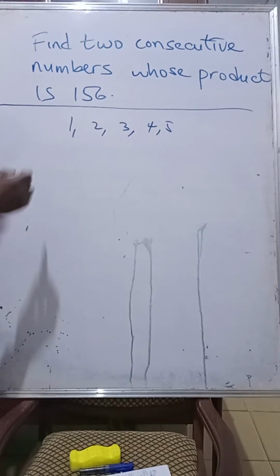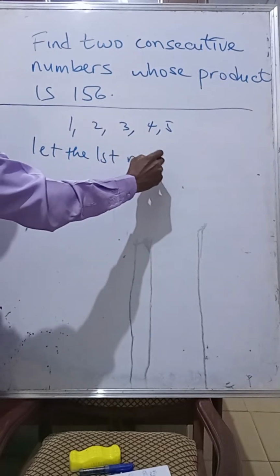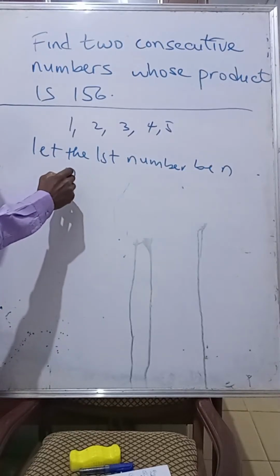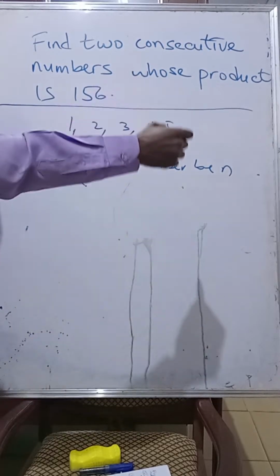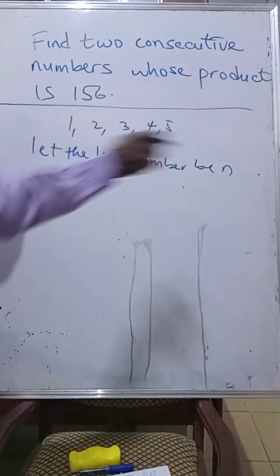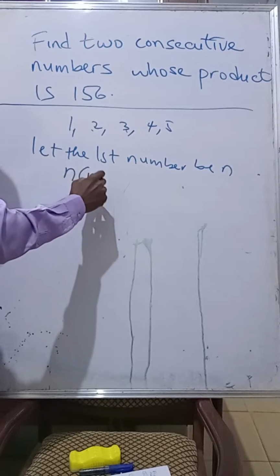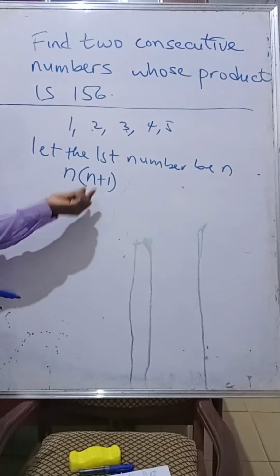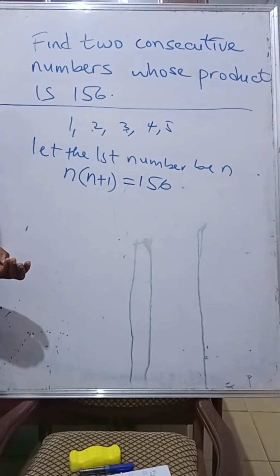So what we are going to do is let the first number be n. The next number will be n plus 1, because this number is increasing by 1. Plus 1, plus 1, plus 1. 2 plus 1 making 3. 3 plus 1 making 4. So the next number is n plus 1. And we are told that two consecutive numbers whose product is 156.